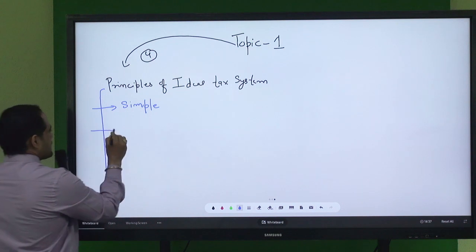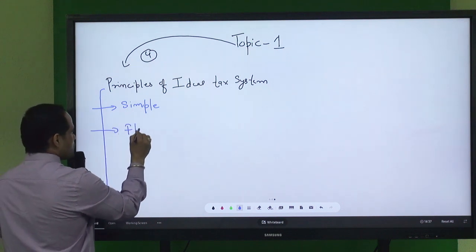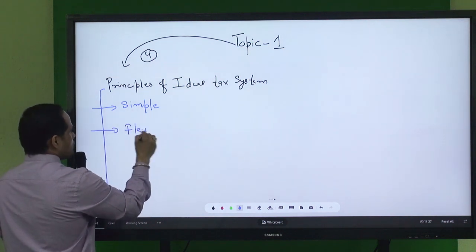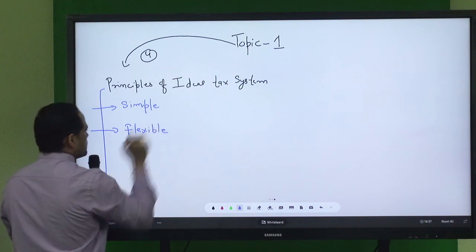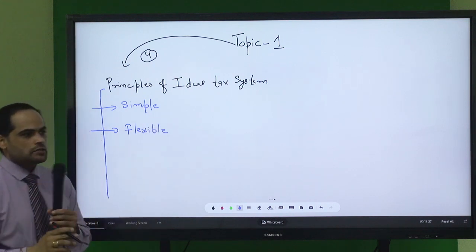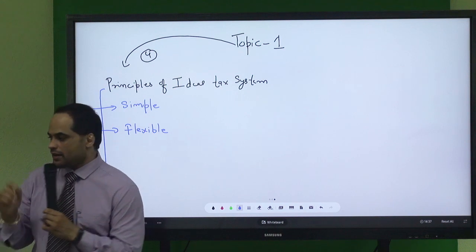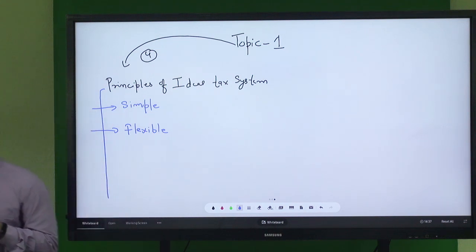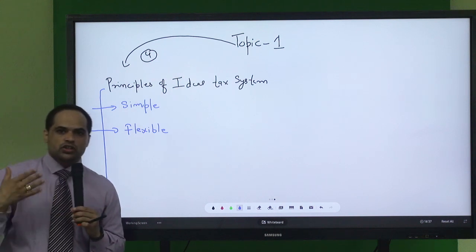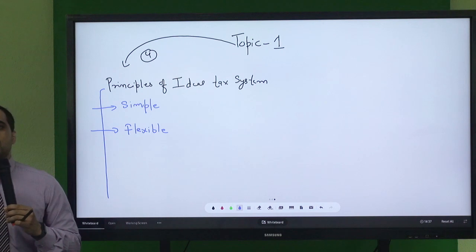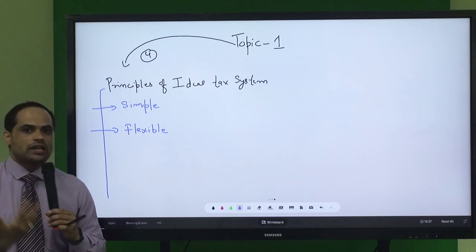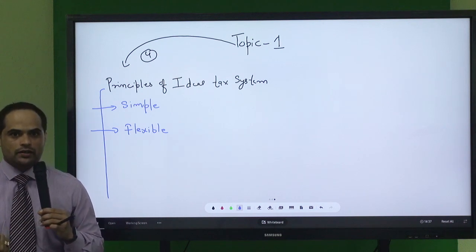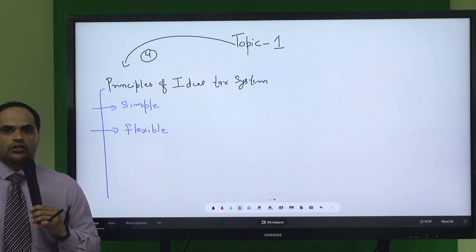All right. Second one is the tax system must be flexible, right? If the tax system is flexible, that is also considered an ideal tax system. Now, what does flexible mean here? Flexible means the tax law changes as per the country's economy changes. All right? Changes as per the country's economy changes.